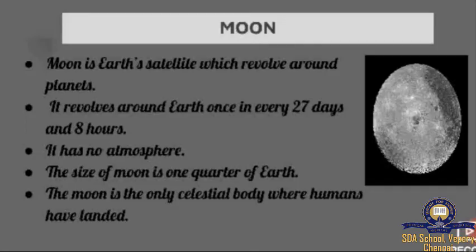Moving on comes the moon. We all see the moon every day. The moon is nothing but the Earth's satellite, which revolves around the planet. It revolves around Earth once in every 27 days and 8 hours. It has no atmosphere. The size of the moon is 1/4 of the Earth, so it's smaller than the Earth. The moon is the only celestial body where humans have landed.